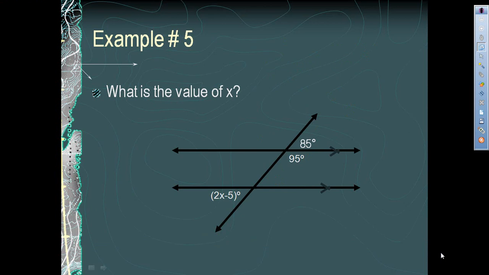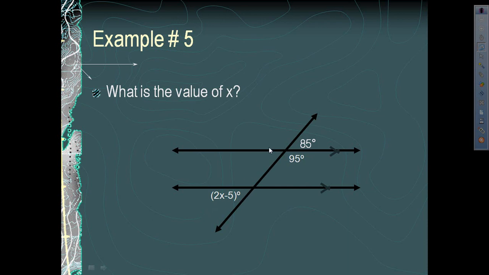Example 5. What is the value of x? Now here we have more information than what we need, but we're going to go ahead and see which angles we know have a theorem to go with them. By looking here, I know that angle here, 95 degrees, and this angle right here, there's not a name for this type of angle, not a theorem that tells me something about them.